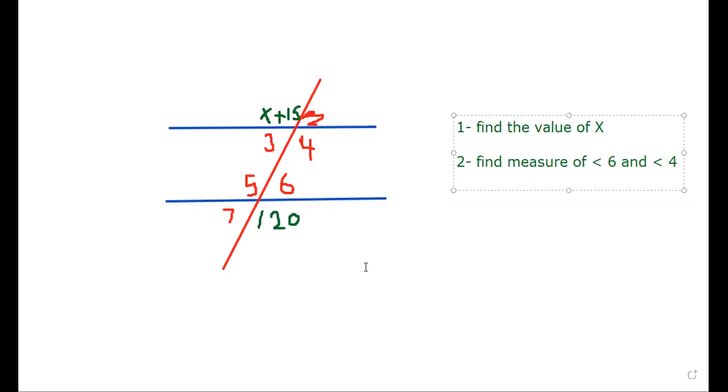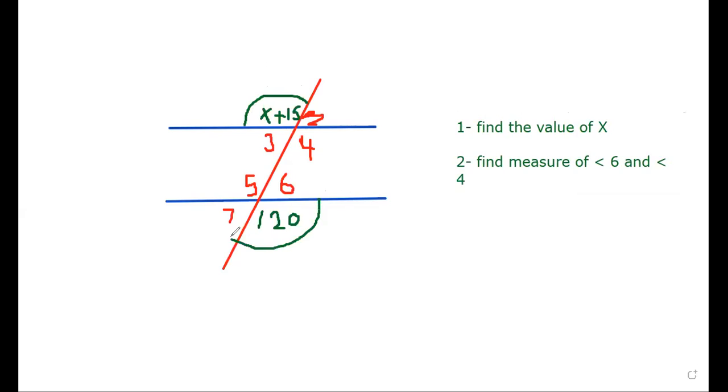Yes, Hannah, go on. First, we will write x plus 15 equal 120. Exactly. What is the relation between the two angles which he gave to us? They are alternate exterior angles. And what is the relation between two alternate exterior angles? They should be equal in measure.